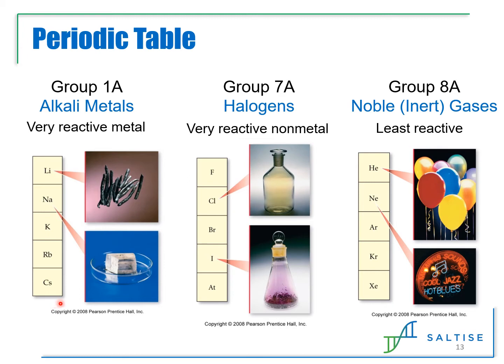Then there are the halogens. These are found in the second column from the right side of the periodic table. These elements are not metals, but are very reactive as well. On the other end of the spectrum, there are the noble gases. These are found in the column farthest to the right. These elements are the least reactive, and in some cases, not reactive at all.